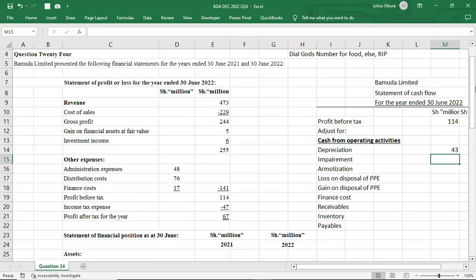And then we have impairment. So allow me to merge the two now that we have known the format. I'm just going to merge the two. I'm going to say, okay, amortization stroke impairment.